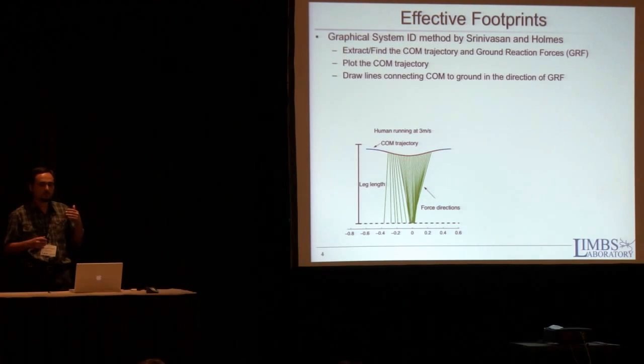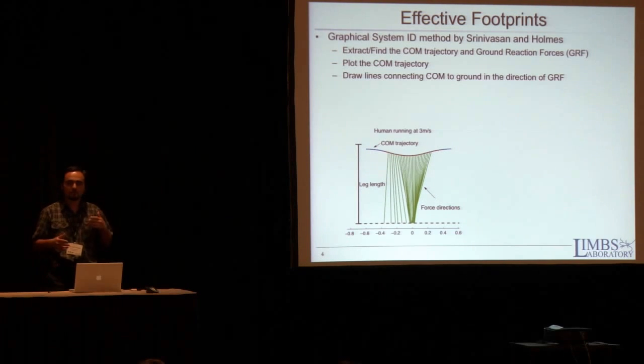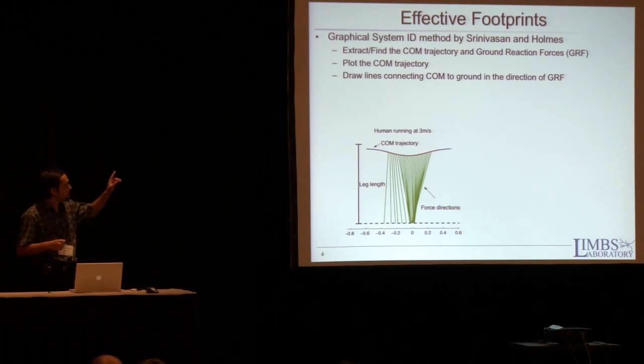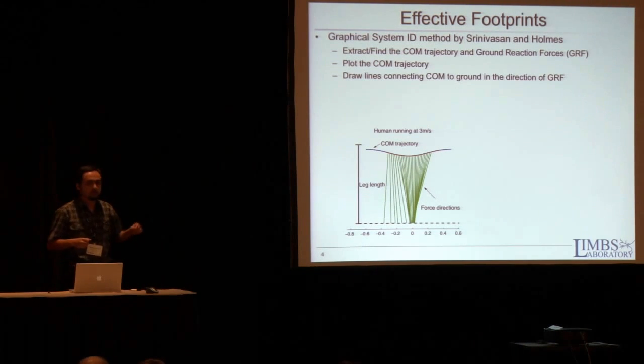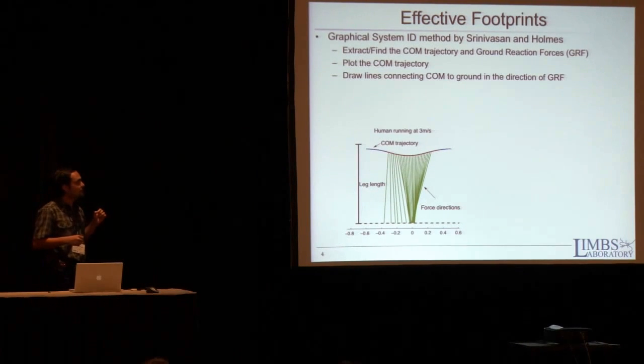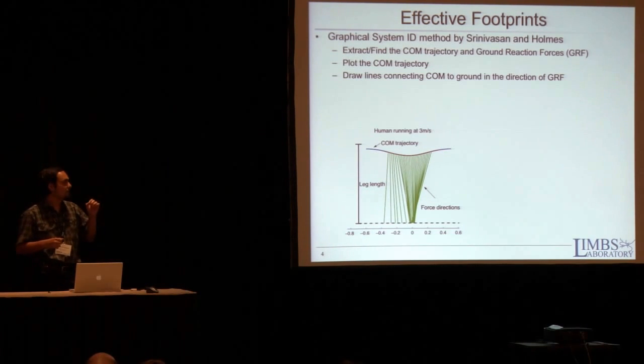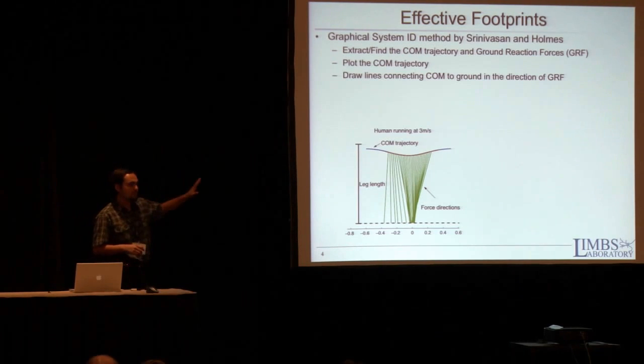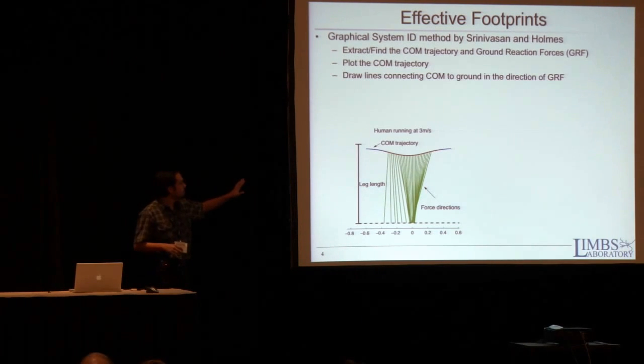The first step is finding center of mass trajectory and ground reaction forces. Second step is plot the center of mass trajectory. As you can see, the blue and red belong to the center of mass trajectory. And final step is draw lines connecting the center of mass to the ground in the direction of ground reaction forces at different times. This is effective footprint data captured from a human experiment running at 3 meters per second.